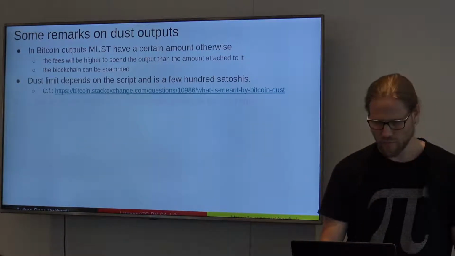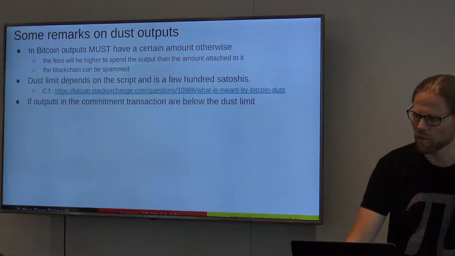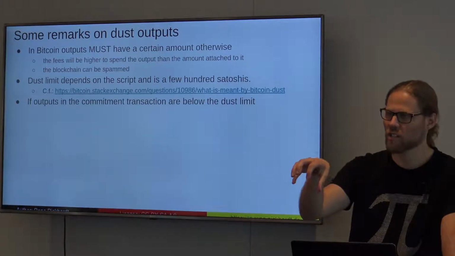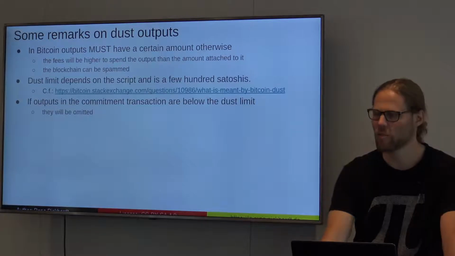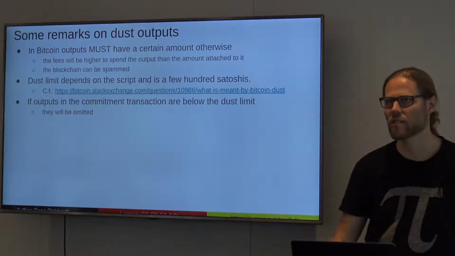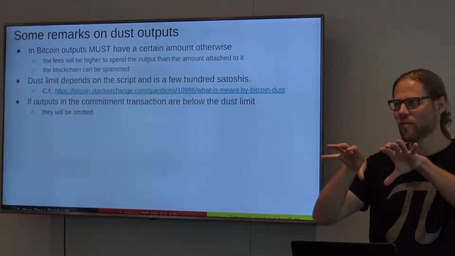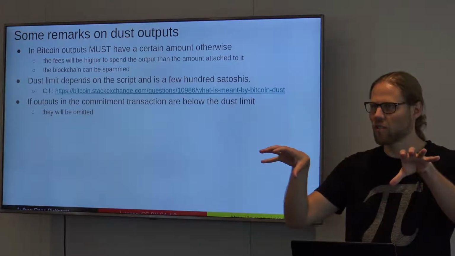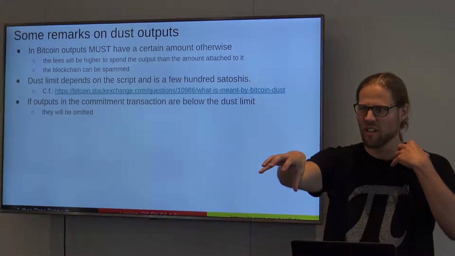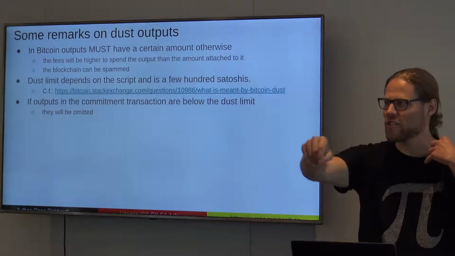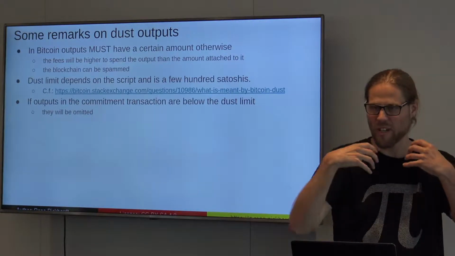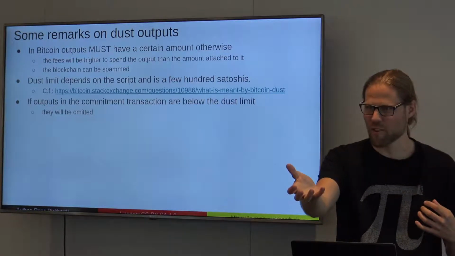What we're doing in Lightning is, if the outputs in the commitment transactions are below the dust limit, they will just be omitted. Right? So then they don't really exist. So the situation is, let's assume we have this channel where we have 100 millibitcoin as a capacity, and there's 50 millibitcoin for you and 50 millibitcoin for me. Now I can easily transfer 1 Satoshi because I can reduce my output by 1 Satoshi and increase your output by 1 Satoshi.